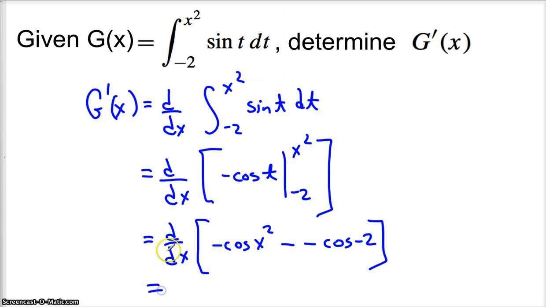So now let's differentiate here. When we differentiate negative cos x squared with respect to x, we get sine x squared. But using the chain rule, we're going to have the derivative of x squared, which is 2x. And when we differentiate with respect to x this constant here, it disappears and you get 0. So here we go. G prime at x isn't just sine x squared. You have to multiply that by the derivative of x squared, and that's 2x.